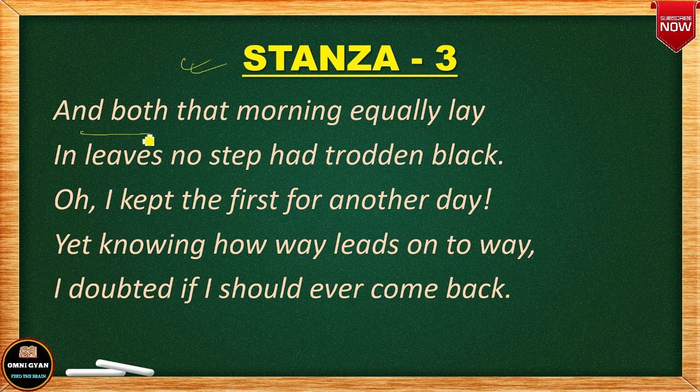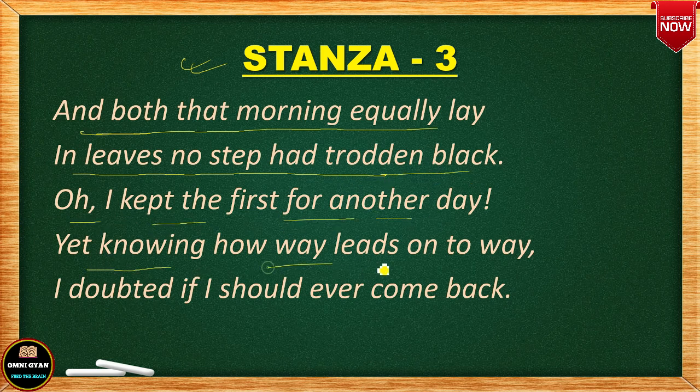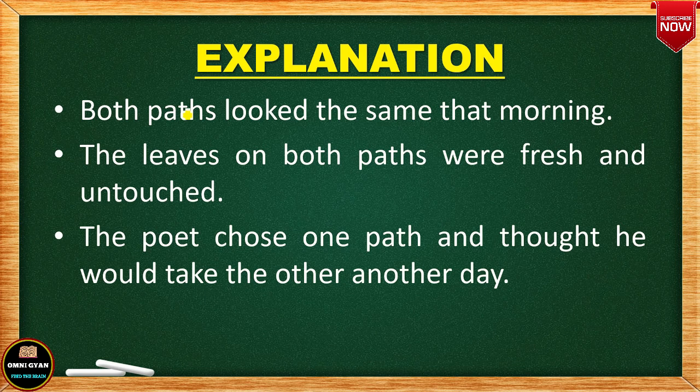In the third stanza, the poet is saying, and both that morning equally lay in leaves no step had trodden black. Oh, I kept the first for another day, yet knowing how way leads on to way, I doubted if I should ever come back. Now let us learn the explanation.